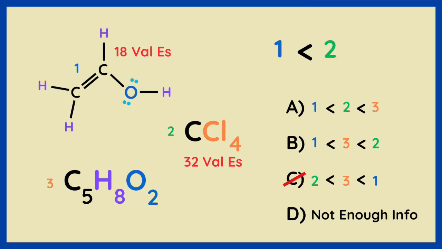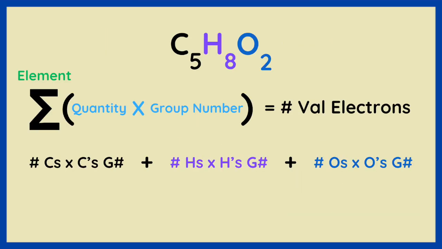And that means that C is an incorrect ranking because it's clear that molecule 2 has more valence electrons than molecule 1, but where does molecule 3 fall within this ranking? Well, since we have its molecular formula, we can use the same equation as before, where we take into account the quantity and group number for each element in play. Here, we have carbon, hydrogen, and oxygen. The molecular formula tells us the quantity of each element. For example, there are 8 hydrogens in this molecule, and we've already established that carbon is in group 4. This means that we already know that carbon contributes 5 times 4 equals 20 valence electrons to the molecule.